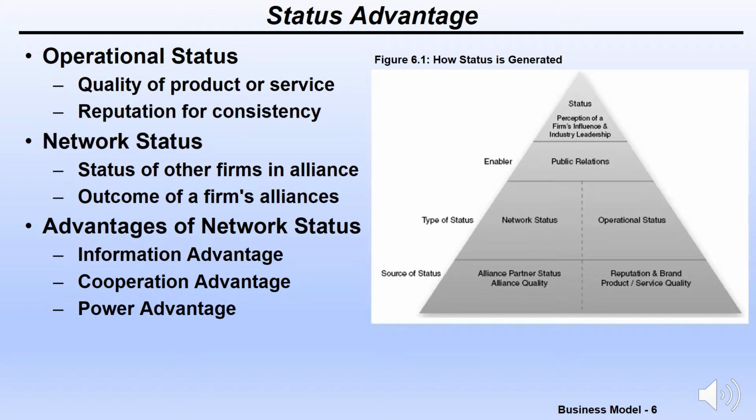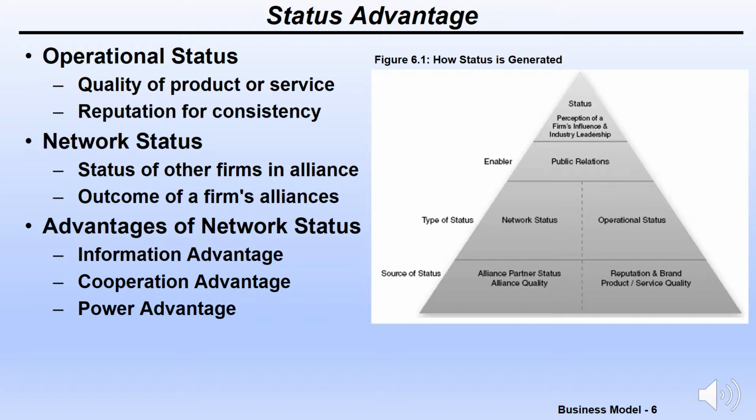The third degree perspective evaluates a firm's status and the status of the companies in its network. Status is a firm's perceived ability to influence industry trends and its perception as a leader in the firm's industry. There are 2 types of status.